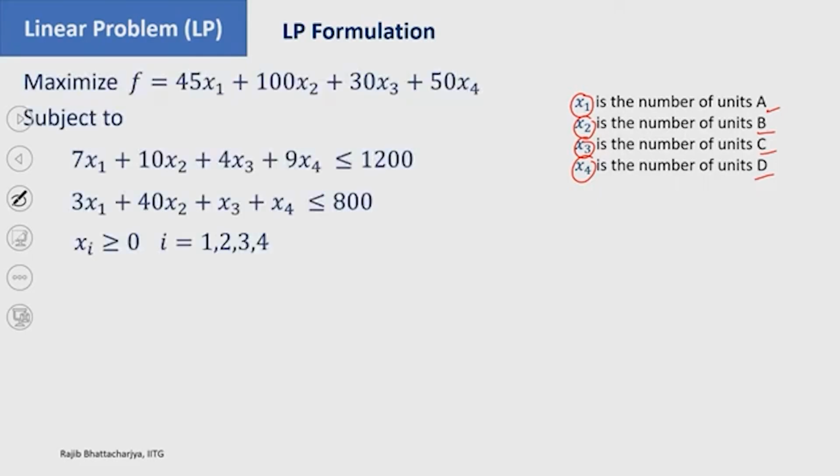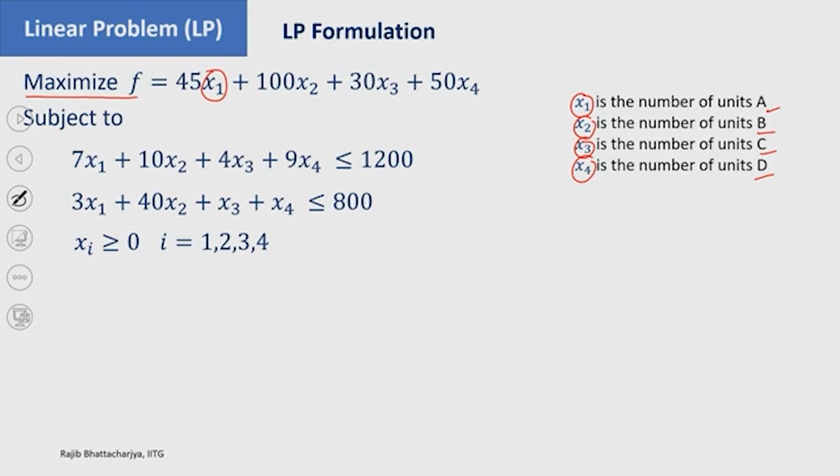Now, let us see what the optimization model is. Here the objective function is of maximization type. I would like to maximize the benefit. Now, if I produce x1 units of A, then the per unit benefit is 45. It may be in rupees or it may be in some other unit. So, 45.